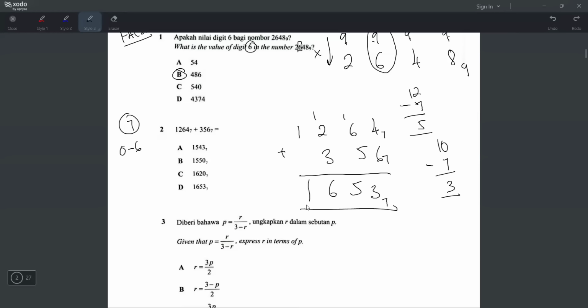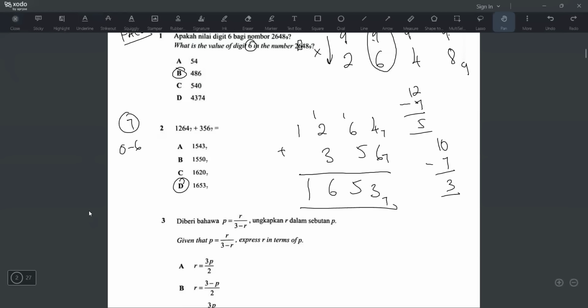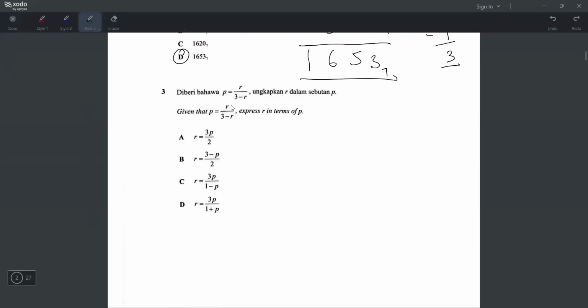The last one is just 1. So the answer is 1653 base 7. Just bulatkan that answer, then you are done. Number 3, given that P equals R over 3 minus R, express R in terms of P.